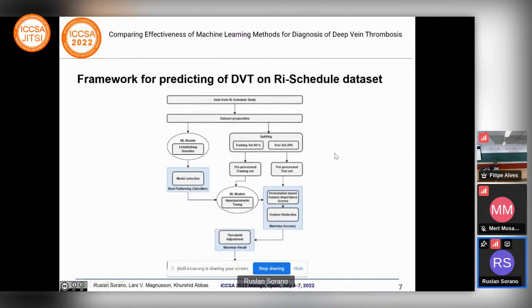Just briefly, I'll try to outline. We prepared the data set. On the whole data set, we did many rounds of stratified split cross-validation just to establish the baseline. And then the 4 best performing algorithms we used for hyperparameter tuning, on the training set. It's a pretty standard procedure. Then after the best parameters were found, we applied a permutation-based feature importance technique for further feature reduction to maximize accuracy. And then we adjusted the classification threshold to try to maximize the recall.